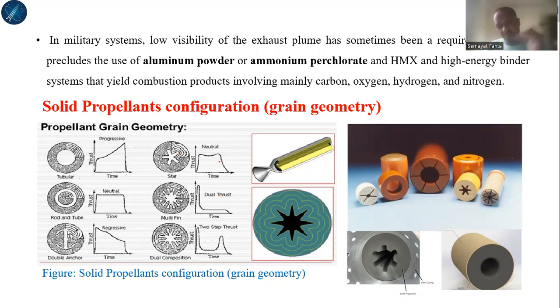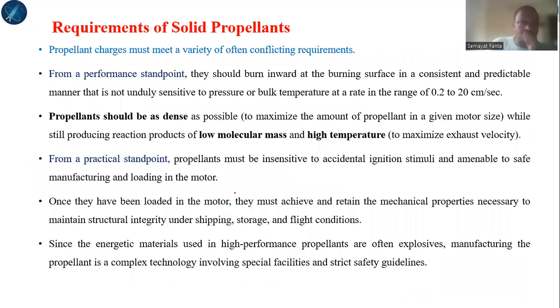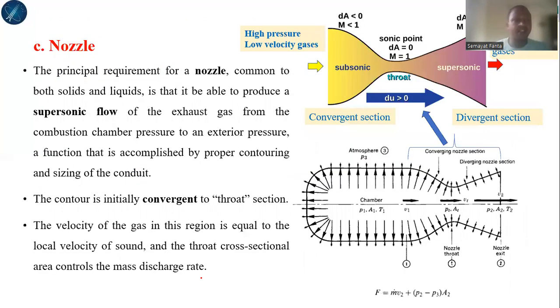Okay, so the thrust time curve will be useful for what we discuss in the future, so I want you to be able to identify it. So this is solid propellant grain configuration. What are the requirements? So please go through this slide. It is clearly written for your information. So just go through the slide and read it.